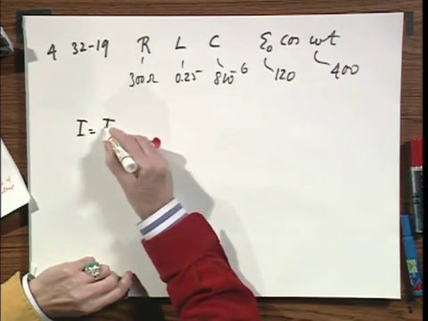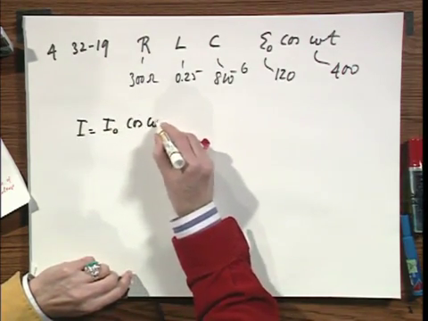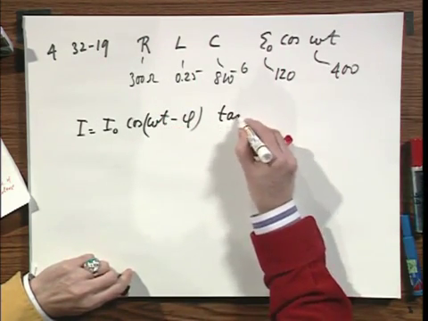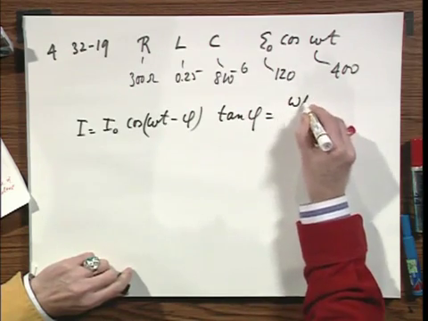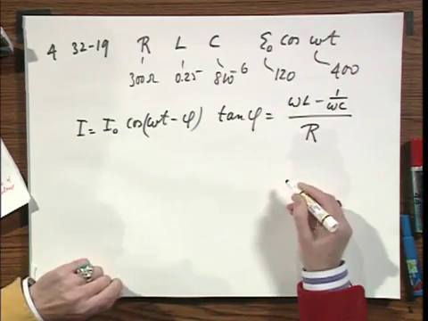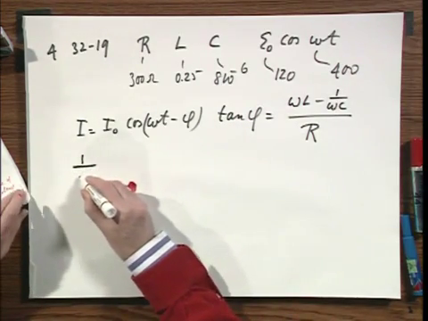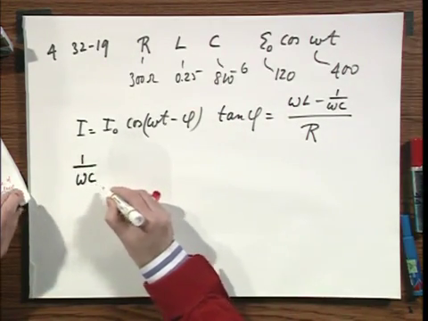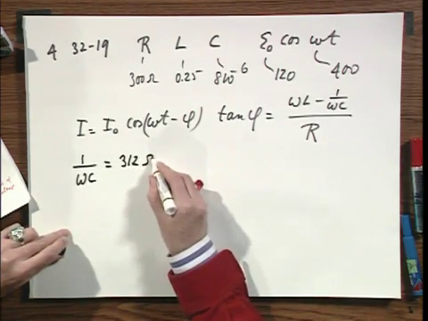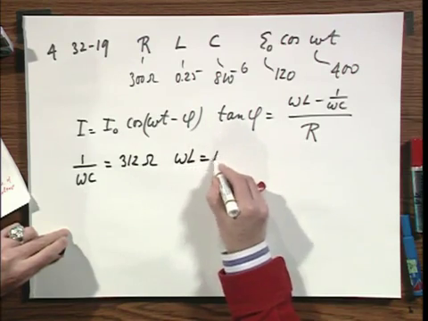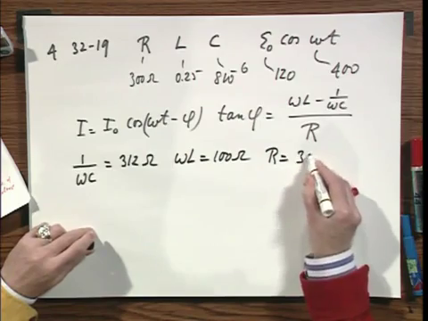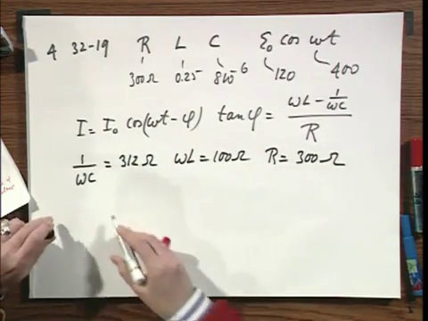I equals I0 cosine (omega t minus phi), and the tangent of phi equals (omega L minus 1 over omega C) divided by R. I think it's the third time that you see this now. It's interesting to write down the reactance of the 3 components: 312 ohms for the capacitor, 100 ohms for the self-inductance, and 300 ohms for the resistor.